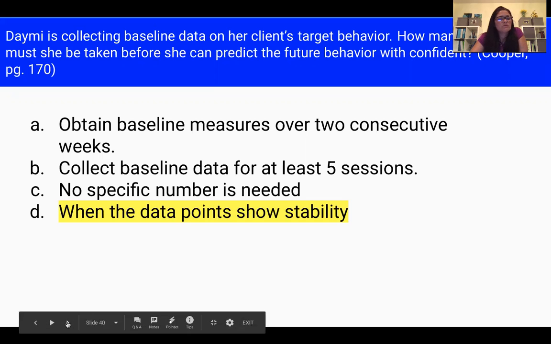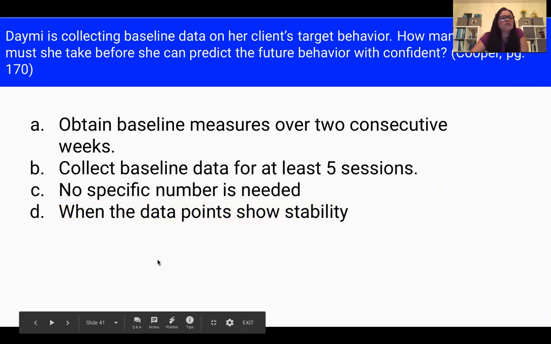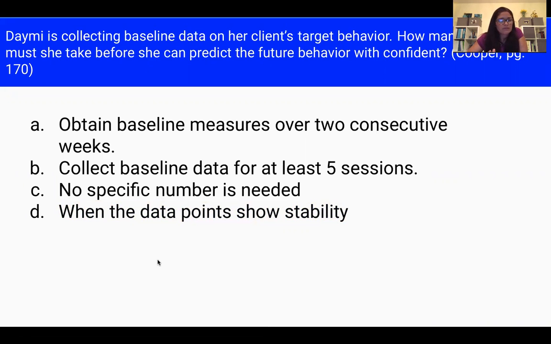Let's read it anyways. Demi is collecting baseline data on her client's target behavior. How many measures must she take before she can predict the future behavior with confidence? This one was supposed to be a tricky one. Obtain baseline measures over 2 consecutive weeks. Collect baseline data for at least 5 sessions. No specific number is needed, or when the data points show stability.